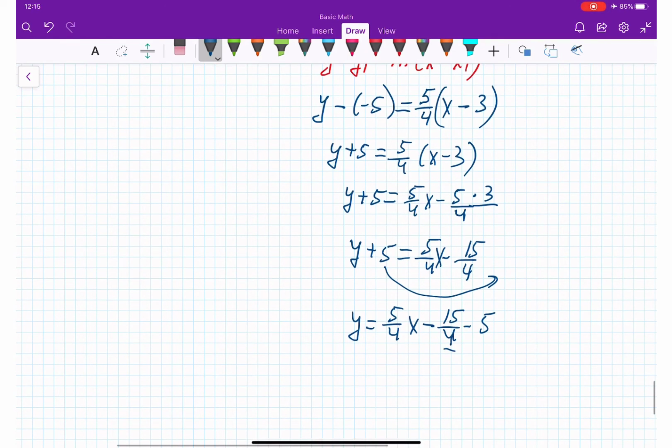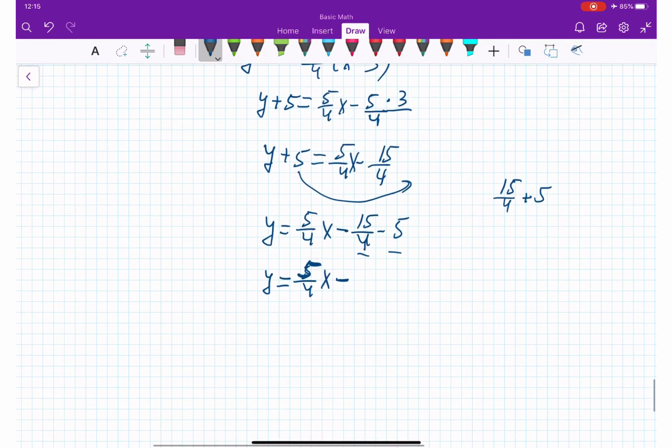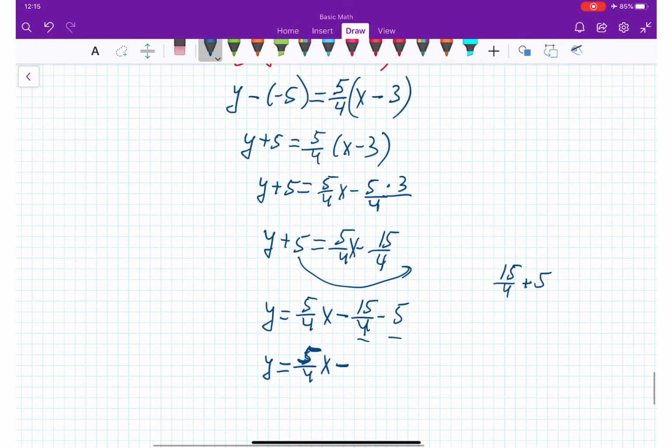Okay, since these two are like terms and both of them negative, we need to add, right? 15 over 4 plus 5. So we get here y is equal 5 over 4x, and we put minus, but we are adding because both of them are negative. Remember that? Negative, negative gives us positive, but the sign is negative, right? So 15 over 4 plus 5. 15 over 4, how much is it? 15 divided by 4 is going to be 3. 3 times 4 is 12. Remainder is 3. 3 over 4. And then plus 5. We get 8 and 3 over 4.